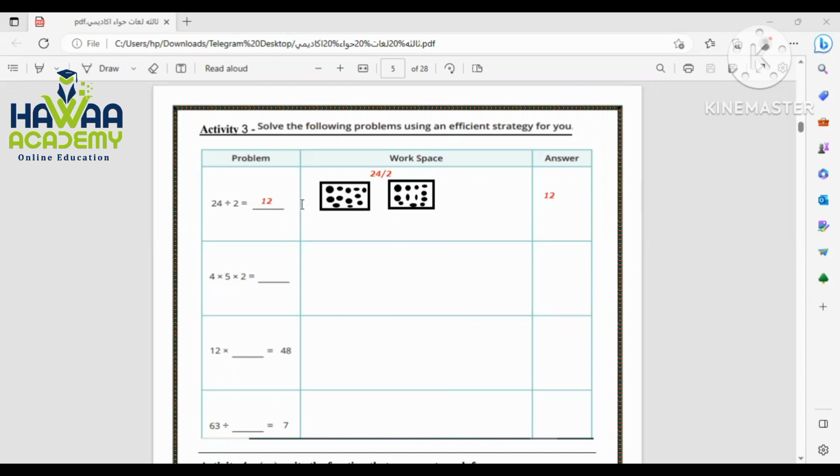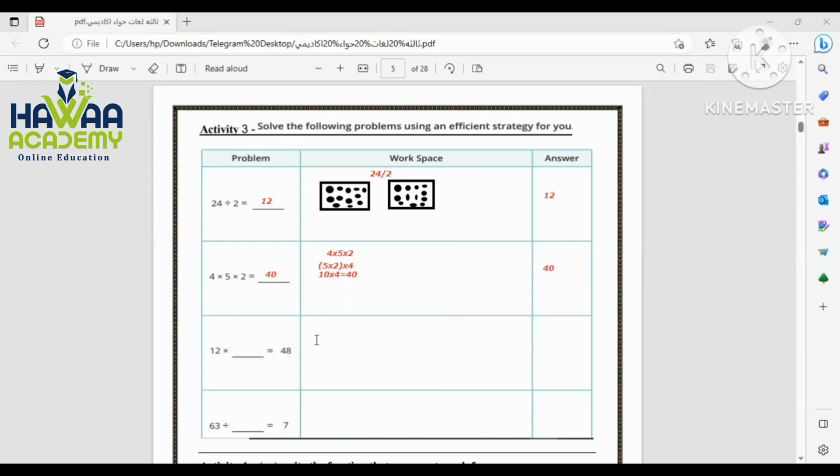Okay, 4 times 5 times 2. Using the commutative property, we will solve this equation. I want to take 5 times 2 together. Now bracket 5 times 2, times 4. And then 5 times 2 equals 10, times 4 equals 40. This is the simplest answer.